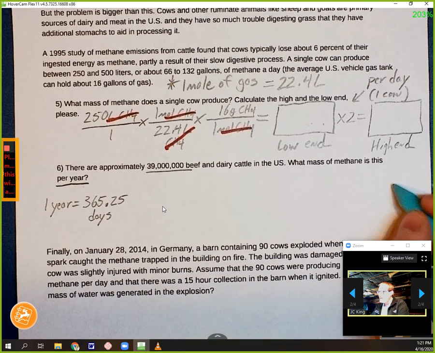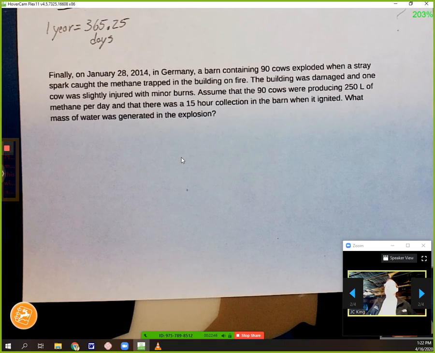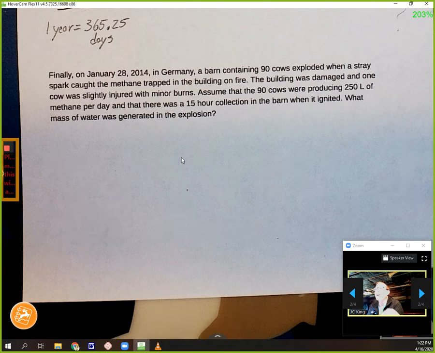But let's take a look at the very last problem here. Finally, on January 28th, 2014 in Germany, a barn containing 90 cows exploded when a stray spark caught the methane trapped in the building on fire. Whew. The building was damaged and 1 cow was slightly injured with minor burns. Okay, just, rare. Assume that the 90 cows are producing 250 liters of methane per day and that there was a 15-hour collection in the barn when it ignited.